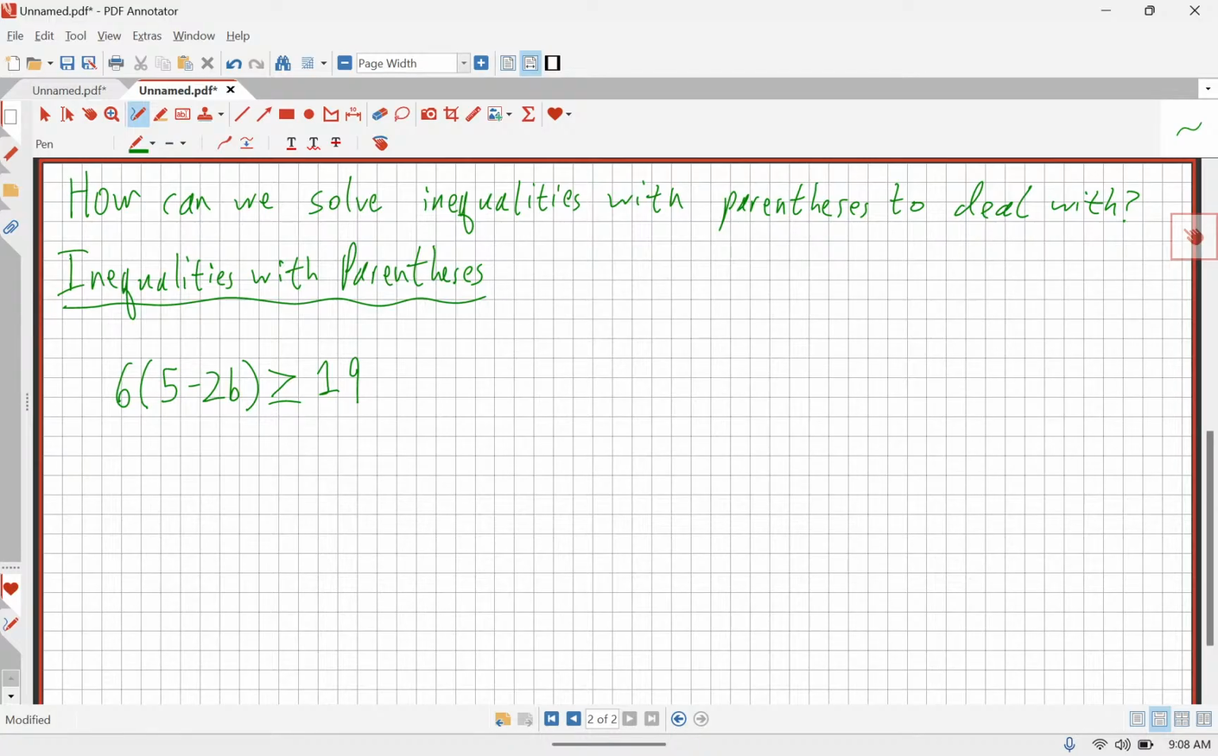Now this is a two-step inequality. How do I get rid of the 30? Okay. Is it a positive or a negative? Positive. So get rid of it by subtracting 30 from both sides.